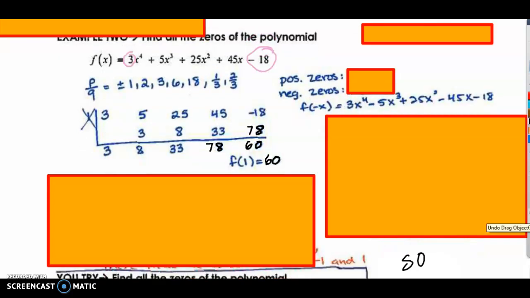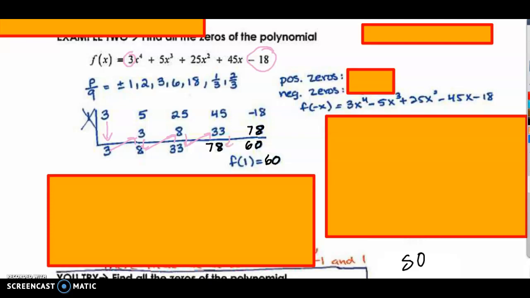So if it goes in evenly, if we end up having a zero as a remainder, then that means it's going to be a root of this polynomial. So we go ahead and plug in 1. 1 times 3 is 3. 5 plus 3 is 8. 1 times 8 is 8. 25 plus 8 is 33. 1 times 33 is 33. We add, we get 78.